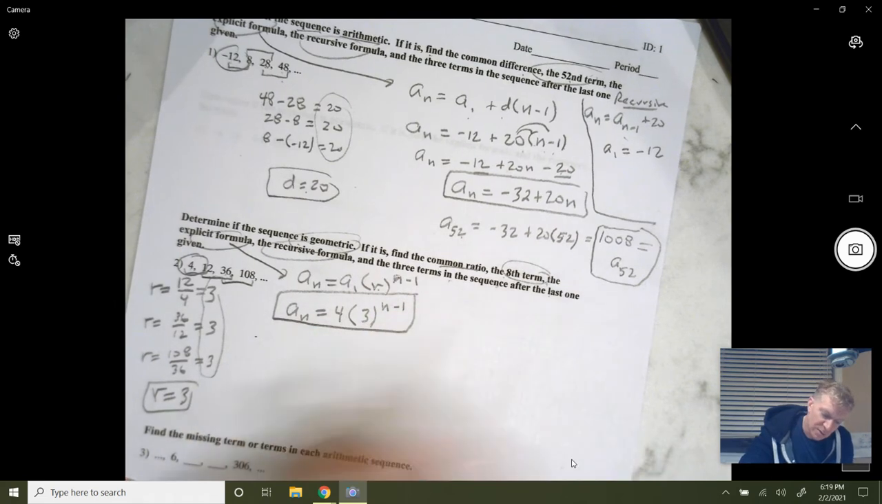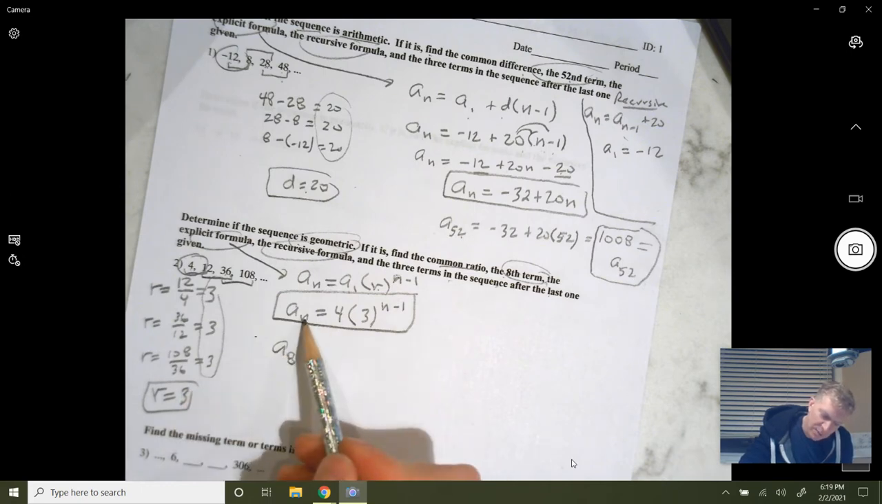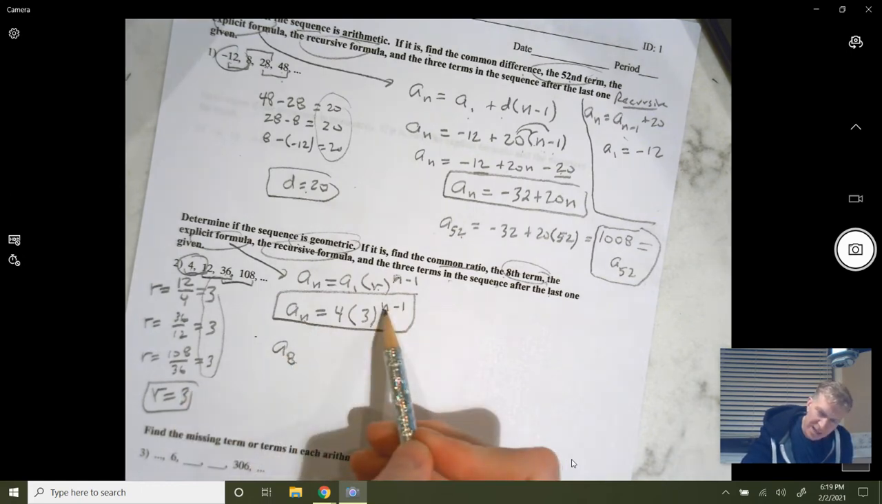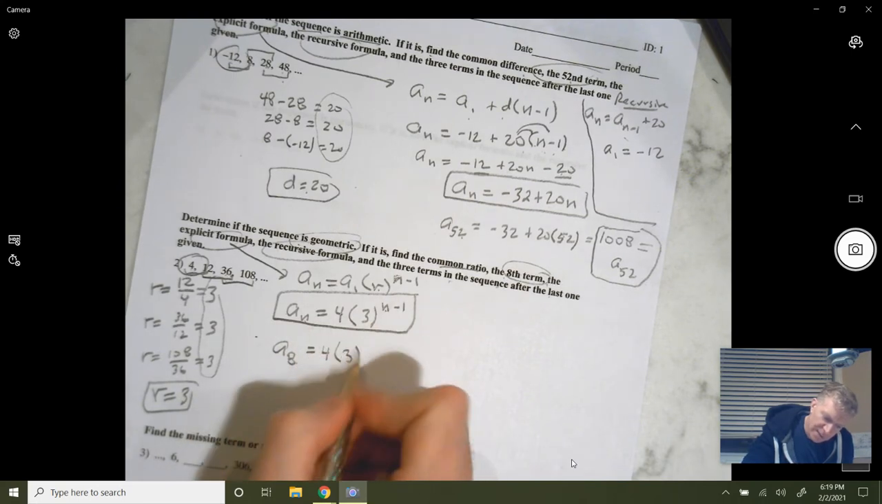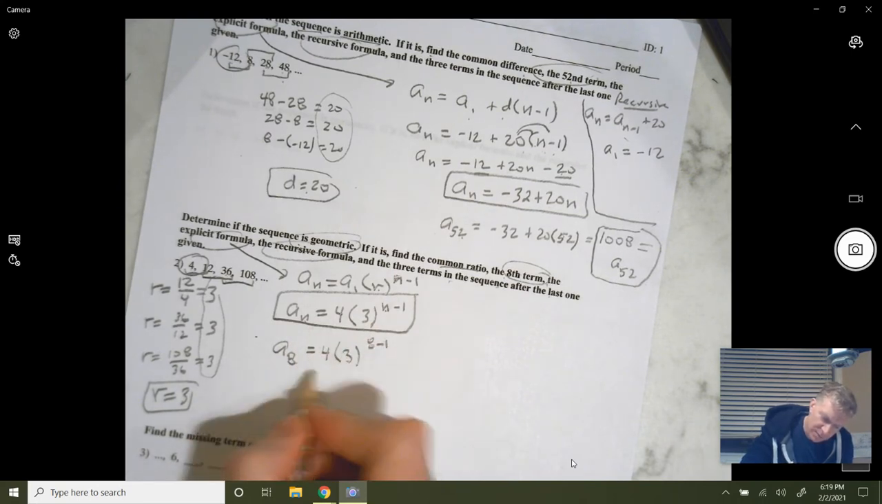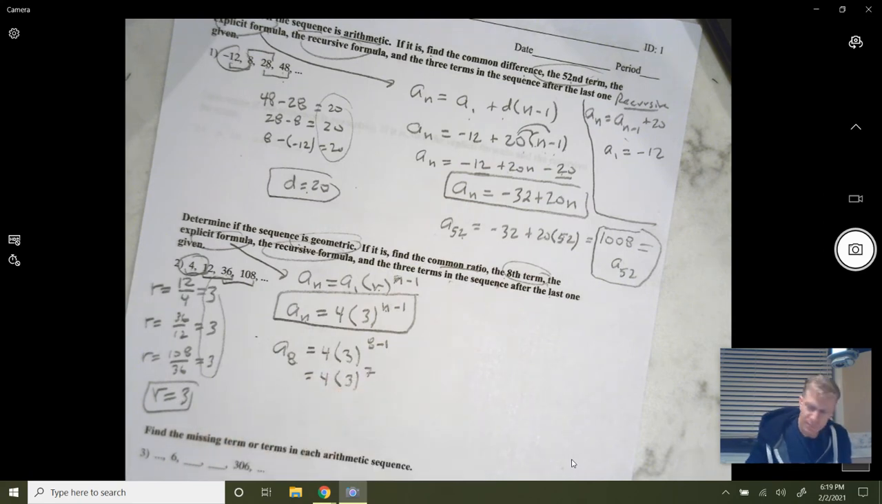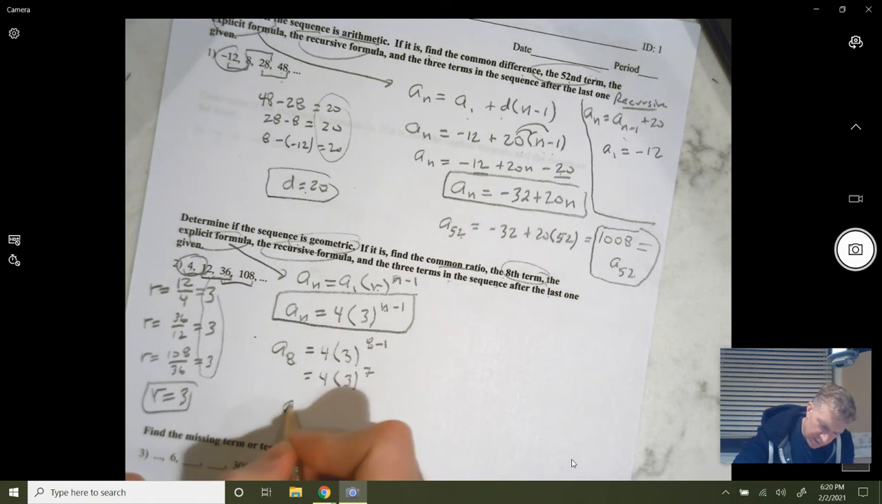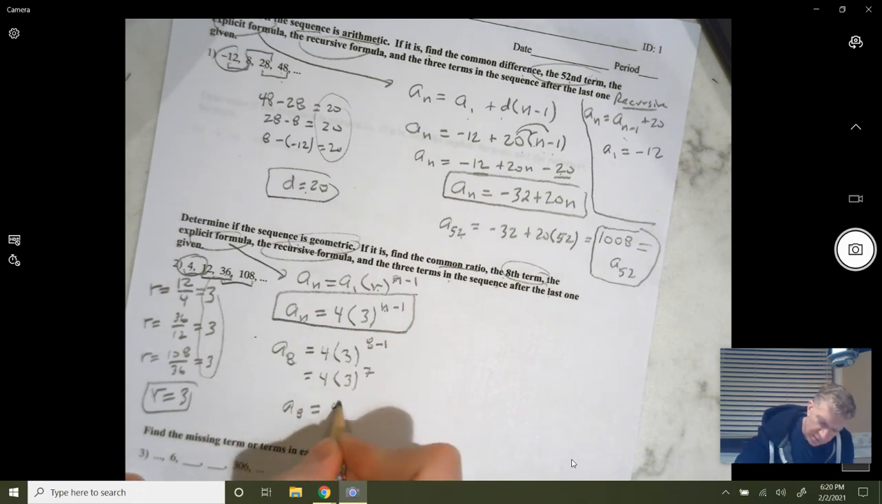Let's find the eighth term, a sub 8. Notice we're replacing the n with an 8. So over here, we replace the n with an 8. Equals 4 times 3 to the 8 minus 1. Let's simplify. 4 times 3 to the 7th. Plugging that in your calculator, you're going to get a sub 8 equals 8748.